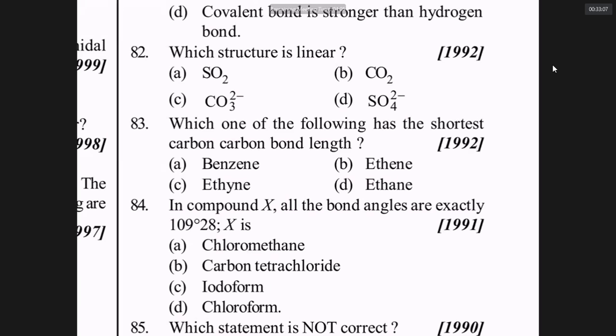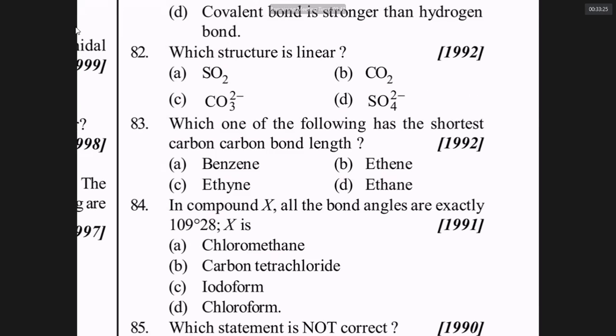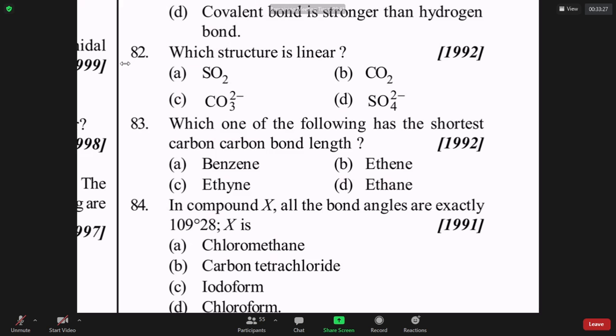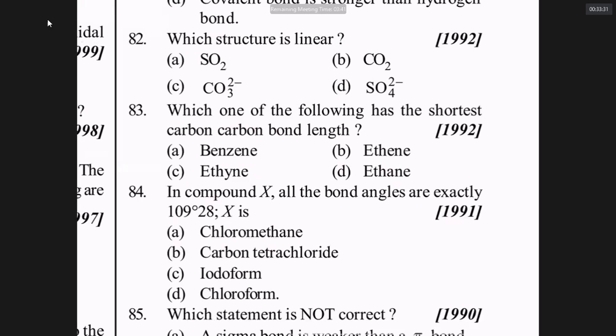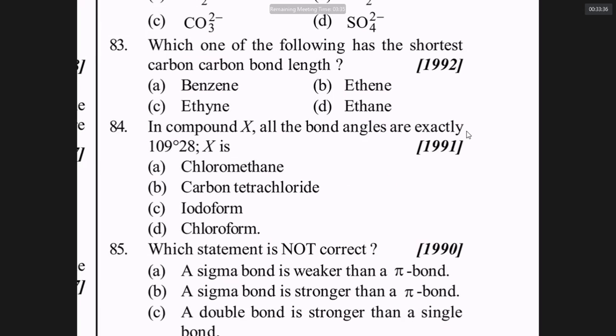Which of the following has the shortest carbon bond length? Option C, because that is sp hybridized. Whenever there is sp hybridization, the bond length is shorter than sp2, and sp2 is shorter than sp3. The more the s character, the shorter the bond. In compound X, all the bond angles are exactly 109 degrees 28 minutes, meaning a perfect tetrahedron. Which is a perfect tetrahedron: chloromethane CH3Cl, carbon tetrachloride CCl4, CHI3, or CHCl3? Because all are identical atoms, CCl4 must be the answer, right?